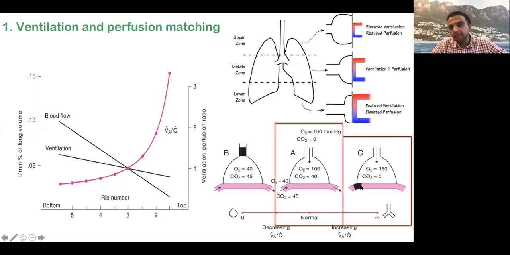Sometimes you may have a place where you've got a blockage. For example, this vessel at the bottom is blocked. So even though you're getting air and oxygen here, there's nothing to carry it around. This is called dead space ventilation. Basically, you're ventilating, but it's a dead space, so the ventilation doesn't translate into anything.